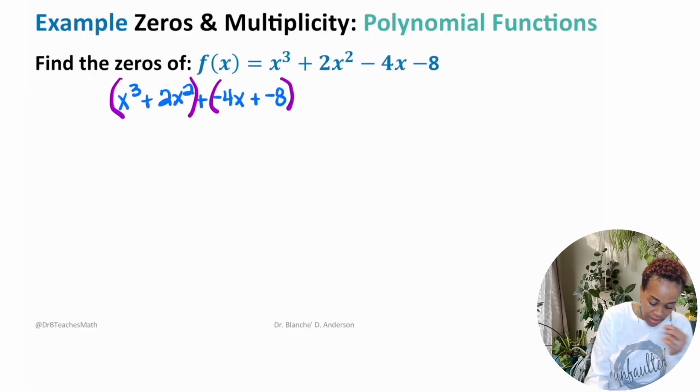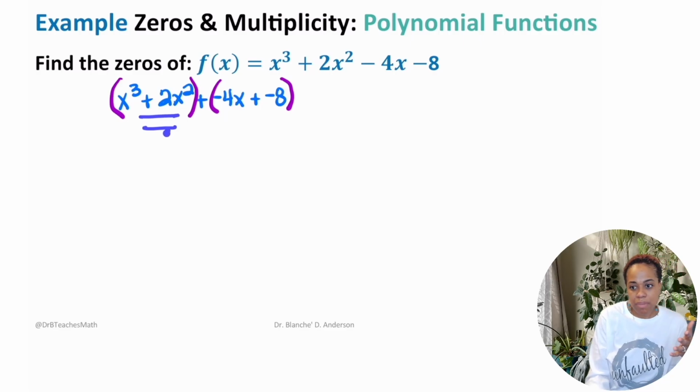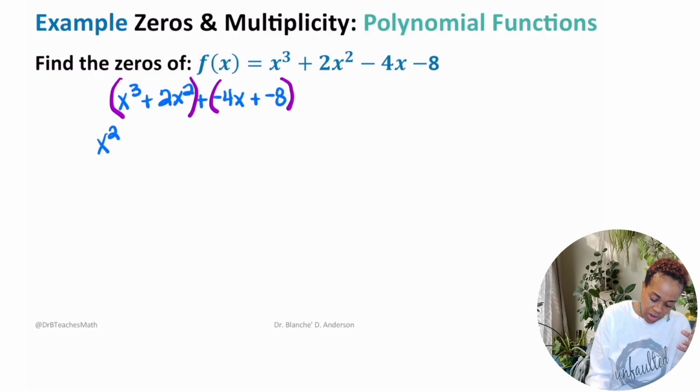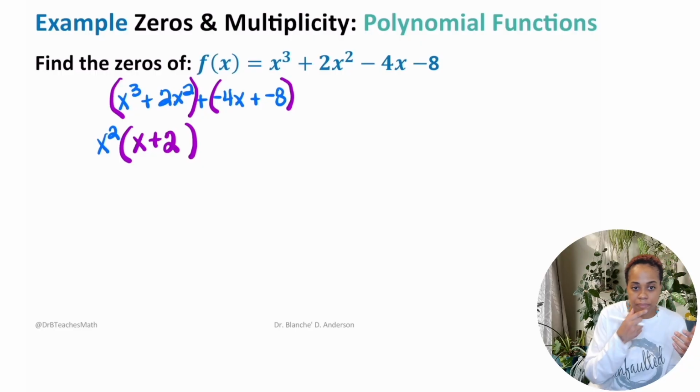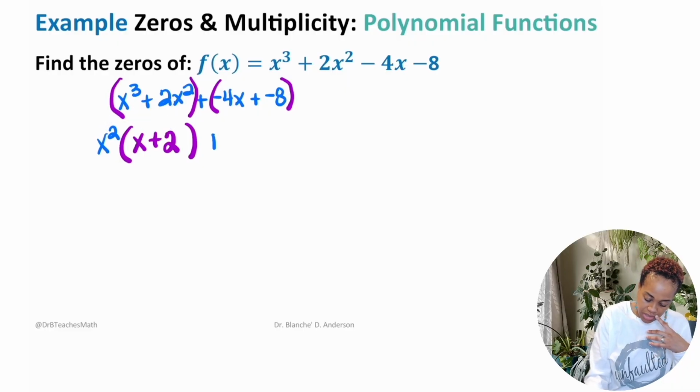Okay, so when I do that, what can I factor out on this side? Well, I can take out an x squared, but I can't take out any numbers, right? So then I'm going to factor out an x squared, and when I factor out an x squared, I'm left with x plus 2. You'll see that? X squared times x is x cubed, and x squared times 2 is 2x squared. Then I'm going to say plus.